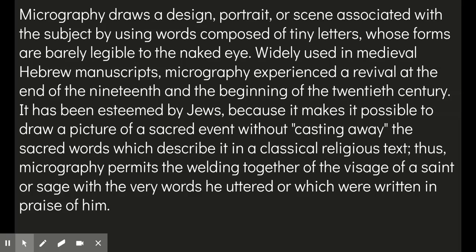So, if you know anything about Jewish stories, the words themselves and the numbers of the letters and the words are very important. So this micrography permits the welding together of the picture of a saint or sage with the very words that he uttered, which were written in praise of him. So they put the two together, and it's very important because it keeps the words intact, it keeps the meaning of the words, it keeps the numbers of letters that they used, and it puts it together with the person who uttered them.